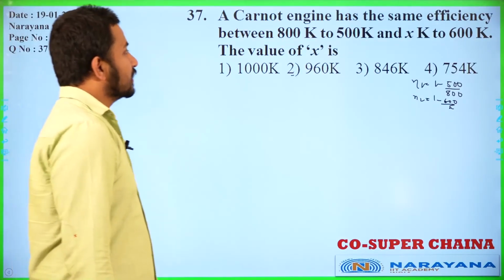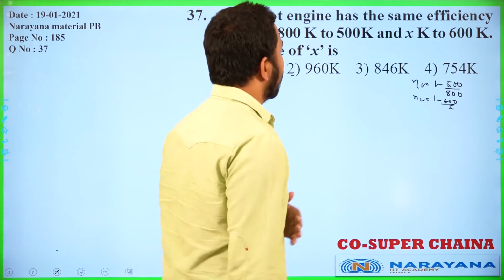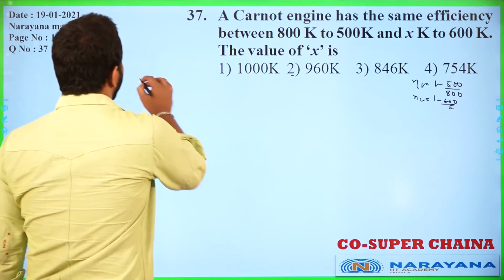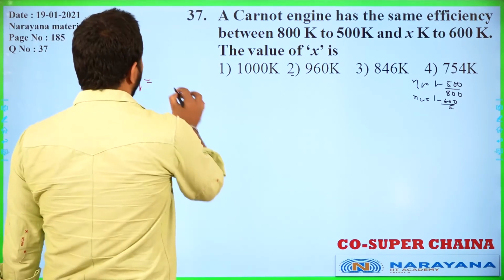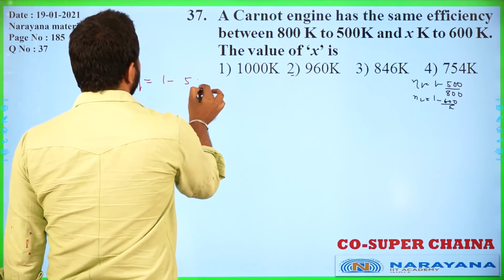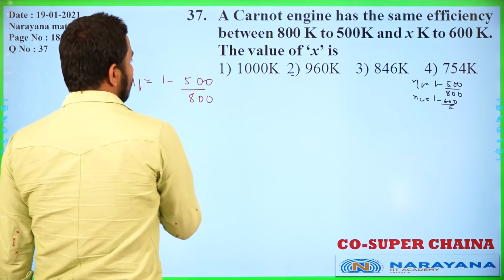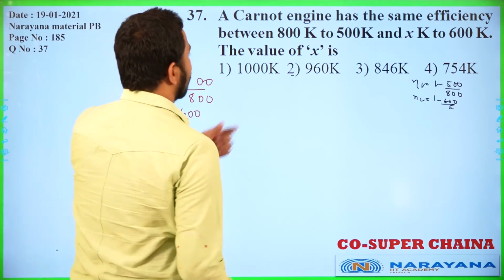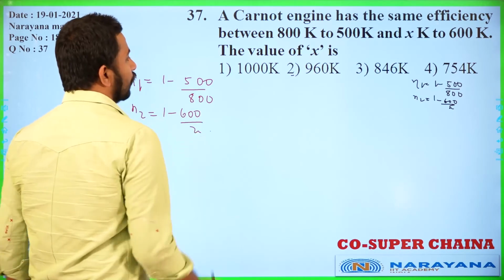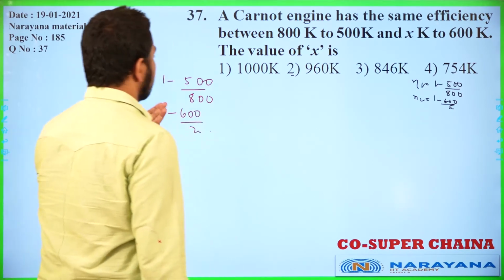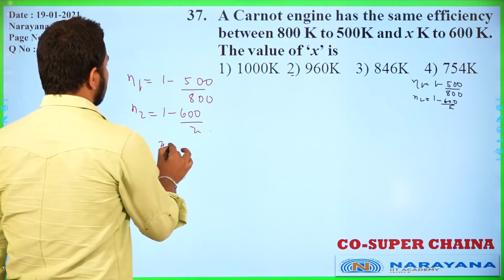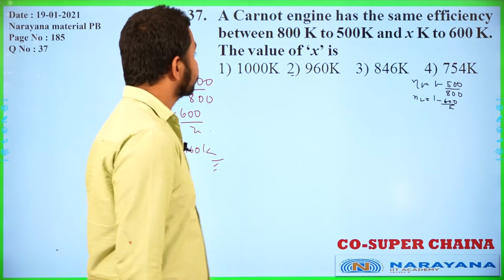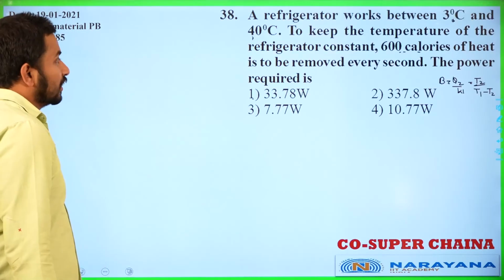A Carnot engine has an efficiency between 800 Kelvin and 500 Kelvin. These are the given values here. So we will compare the two efficiencies. For the first one, the ratio is 1 minus T2 by T1, and for the second one, it will be 1 minus 6. This X we have to calculate here. If you check here and compare, the X value will be 960 K, and that will be the answer of this question, student. Okay, so let's proceed to the next one now.